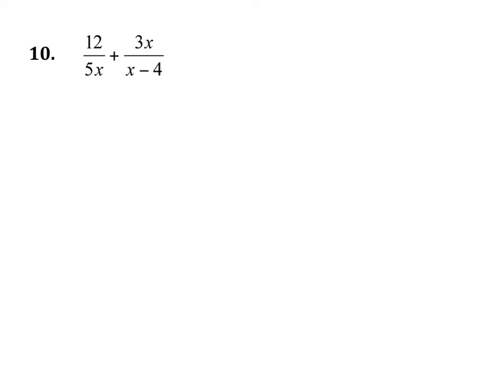In number 10, I'm going to put my invisible parentheses in first so I don't accidentally forget to do parts, and look at that and say my least common denominator. Well, the number part is just 5, and then there's an x and an x minus 4. All of those things are different. So my least common denominator is going to be 5x times x minus 4. It needs all three parts, right? The 5, the x, and the group x minus 4.